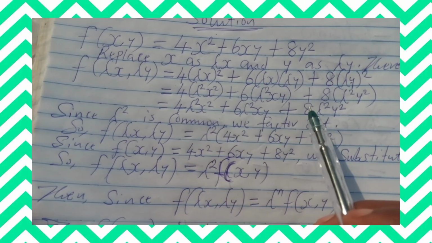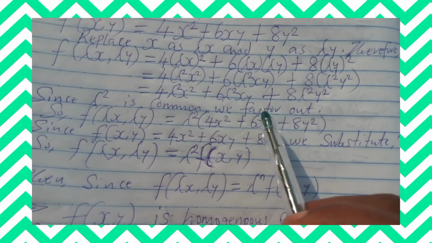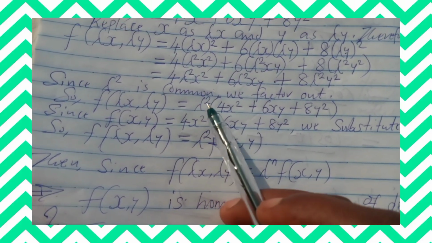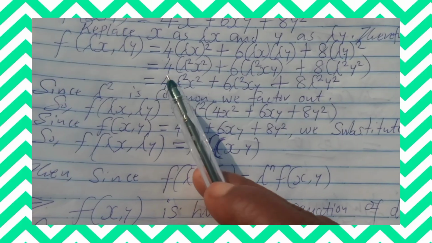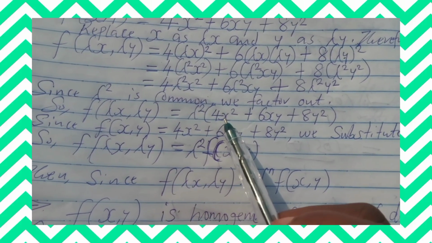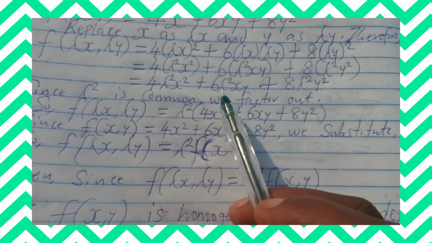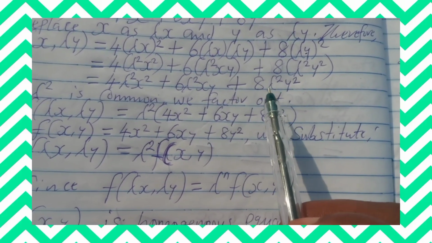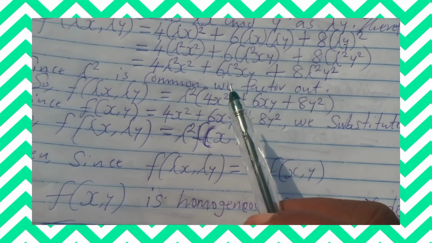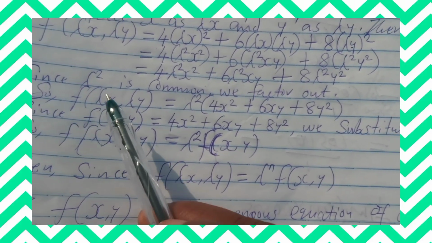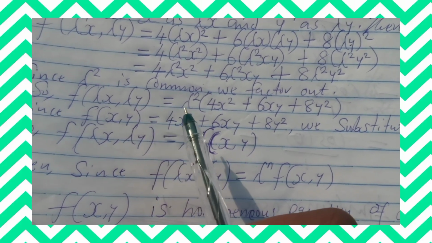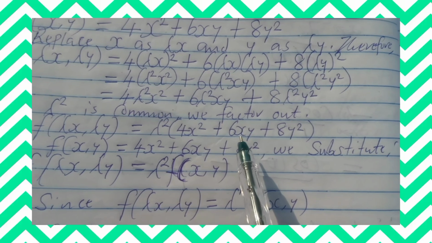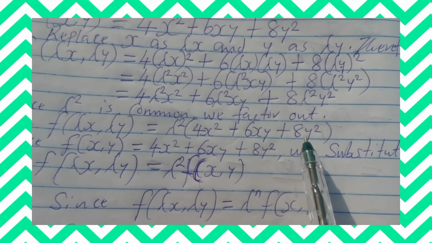Because we have λ² in all these terms, we factor λ² out. So it becomes λ² bracket, and what will remain here is 4x². That's why I have 4x² here. Then if you remove λ² here, what remains is 6xy plus, if you remove λ² here, what remains is 8y². So our function f(λx, λy) becomes λ² bracket 4x² plus 6xy plus 8y².